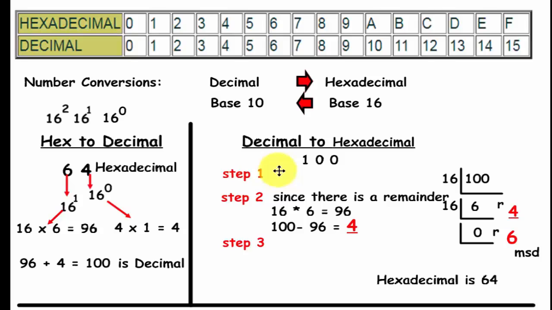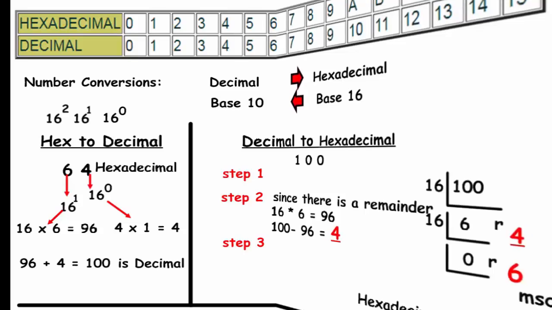Very quickly again, let's look at this. Step 1, divide the decimal number by 16, right? How many times does 16 go into that number? 6 times. Now, subtract the remainder, which in this case is a 4, which is 100 minus 96. How many times does 16 go into 6? 0 times, with a remainder of 6. So your number, the most significant digit, is 6. So your number here is 64, just like it shows you right here. Okay, 64 is the hexadecimal, 100 was the decimal.